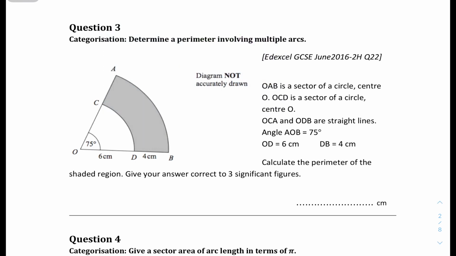And number 3, find the perimeter of the shaded region. Give your answer to 3 significant figures. So we have 4 right here, and this must be 4 as well. So we have to find this and this. And you can notice how they're both arc lengths with the same value of theta, which is the angle. So we'll do the perimeter.